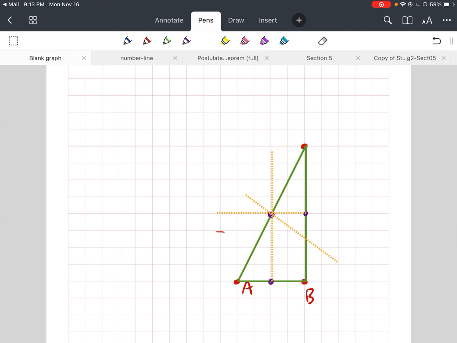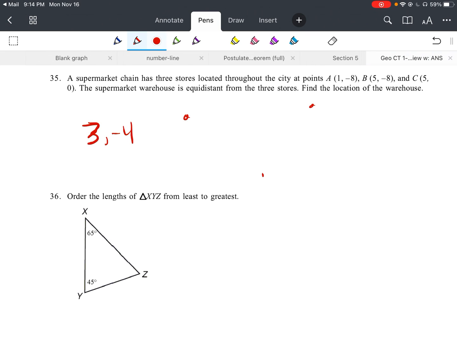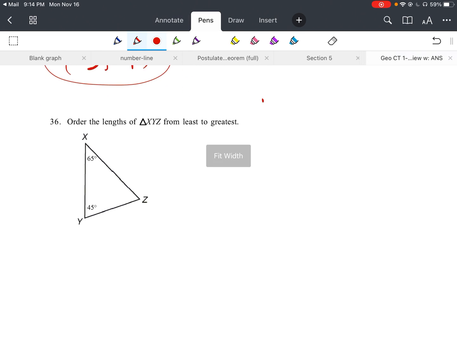So what is that point? This is 1, 2, 3, and down 4. So this is 3, -4. And it should be 3, -4. Let me just verify that before I tell you a fib. No, we're right. Okay, so this is 3, -4. I recommend pulling in some blank graph paper like this, just to have handy, because it's nice to pull that in from time to time.